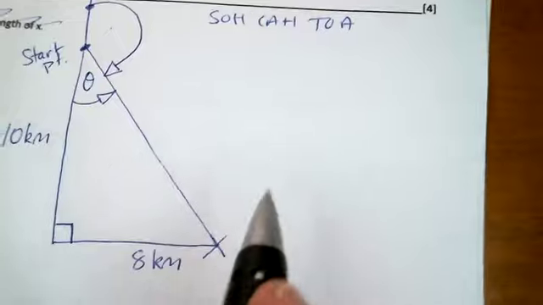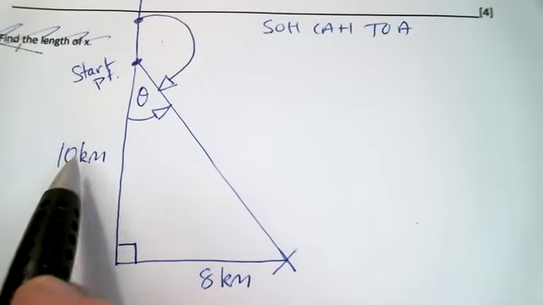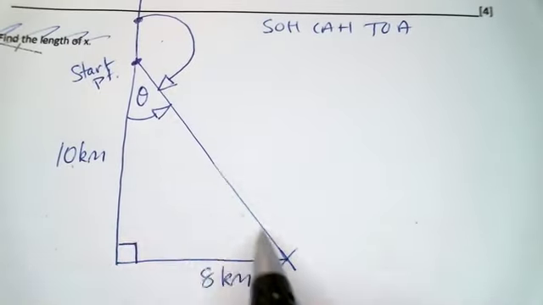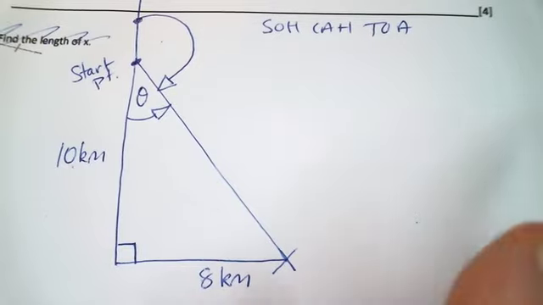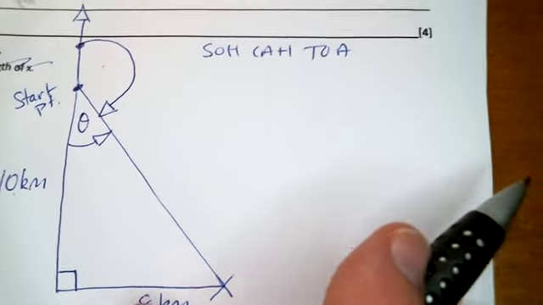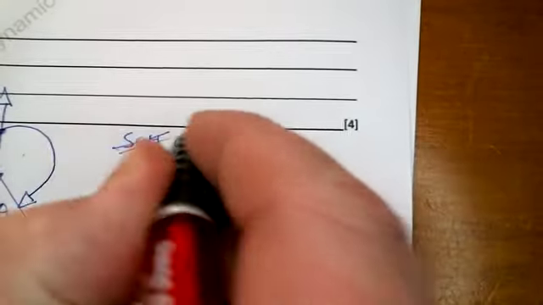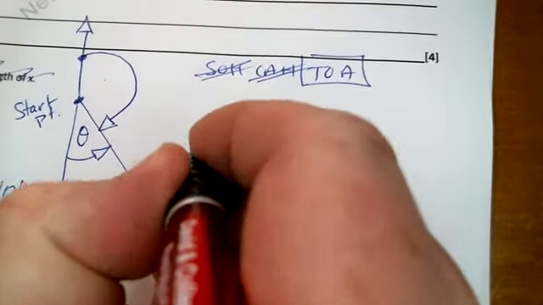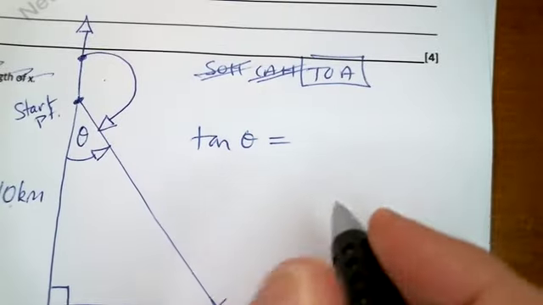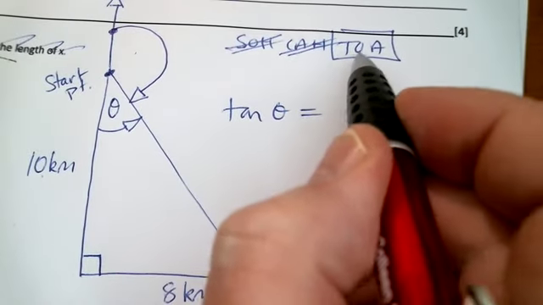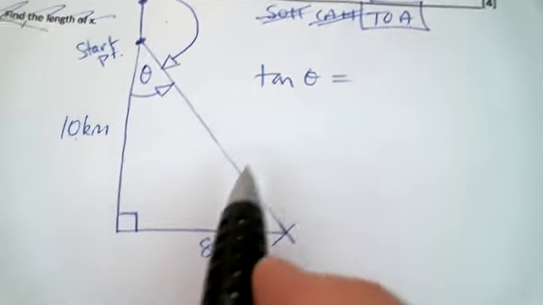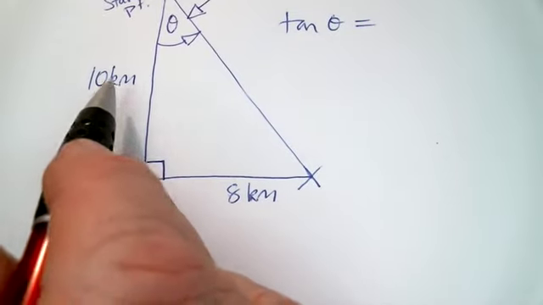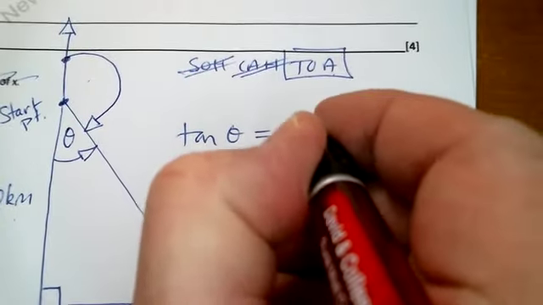Right, what don't we care about here? Well, this is the adjacent, this is the opposite. We don't care about this side here, that's the hypotenuse. So I'm going to cross out everything with the hypotenuse, and we're going to be using TOA. So tangent theta is equal to opposite over adjacent, so equals 8 over 10.